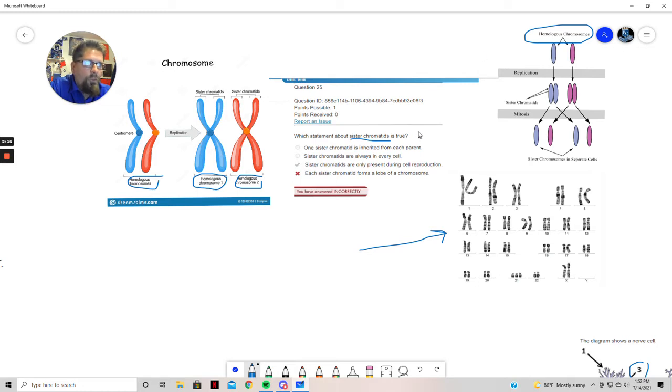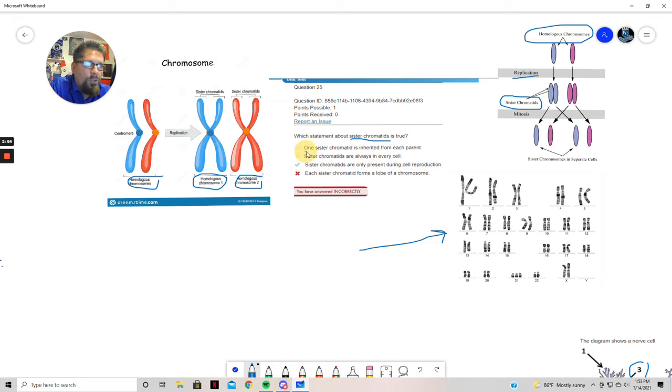But we're looking for sister chromatids, and sister chromatids you're going to find right here. And what makes them sister chromatids is the fact that we've gone through replication. So we've taken the chromosome from the dad or the mom, whichever one this may be, and duplicated it. And when they're duplicated, now you've got two copies of the same thing side by side, and those are what are called sister chromatids.